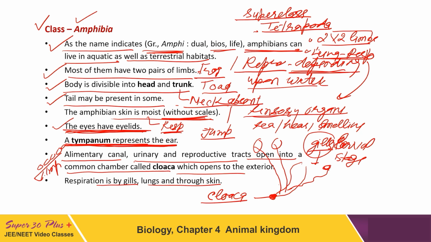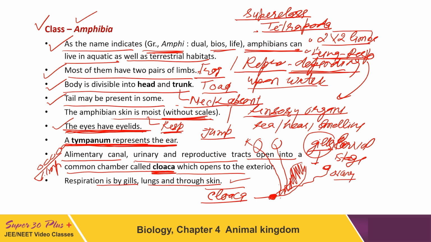And a very important point here is cloaca. Cloaca is a common opening for the alimentary canal, these are the kidneys, and this one is ovary. Urinary structures, ureters, and reproductive tract, all open in one. The opening is known as cloaca. Respiration is by gills and lungs, and through skin. Is it right? Very, very important one this is.